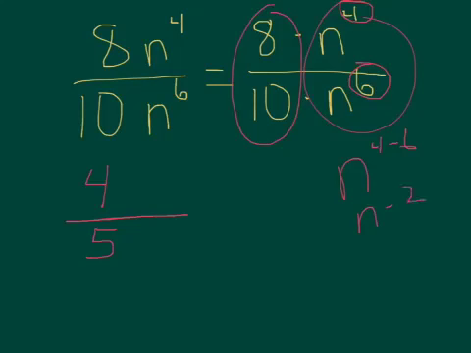And since I prefer not having a negative exponent, what I'll do is I'll switch that to the bottom and write n to the positive second power on the bottom of my fraction. But it would be a different way to write it as 4/5 n to the negative second power. It's just that we tend to prefer a positive exponent.